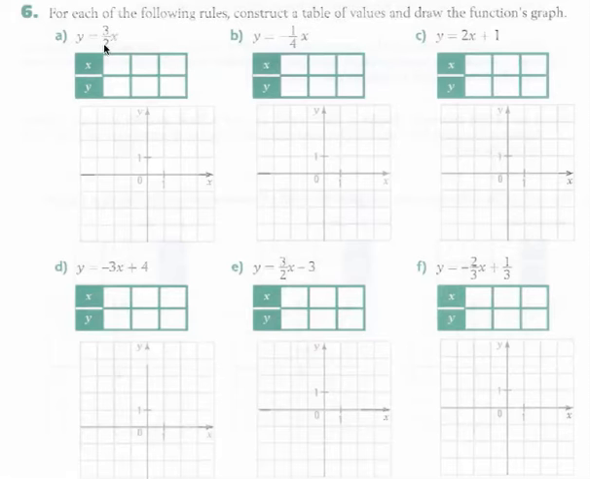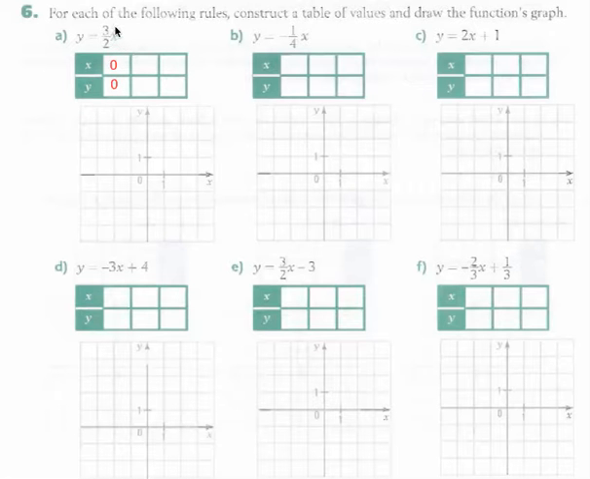Question number 6, for each of the following rules, construct a table of values and draw the function's graph. Okay, we have y is equal to 3 over 2 times x. And I'm going to start off with x being 0. I think for most of these that's going to be the easiest. When x is 0, then y is 0, right? 3 over 2 times 0 is 0.